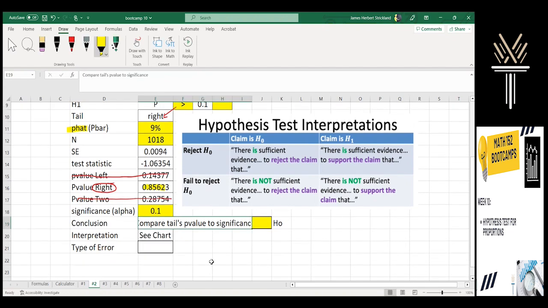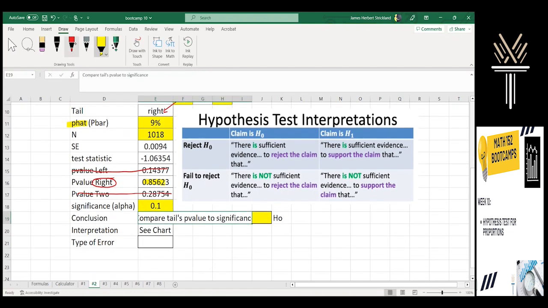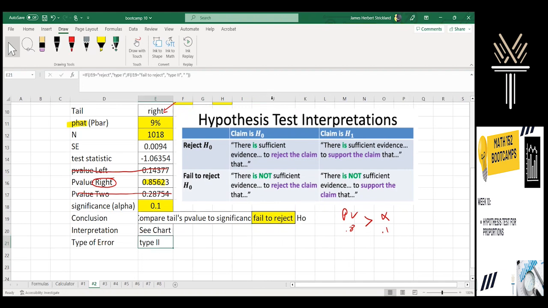And so, of course, is our p-value bigger or smaller than our significance level? The p-value to one decimal is about 0.8 or 0.9, depending on how you look at it. And alpha is 0.1. Either way, it's definitely bigger than alpha. So we're going to fail to reject again. Fail to reject. Which, of course, means that if we do make a mistake, it would be classified as a type 2 error.